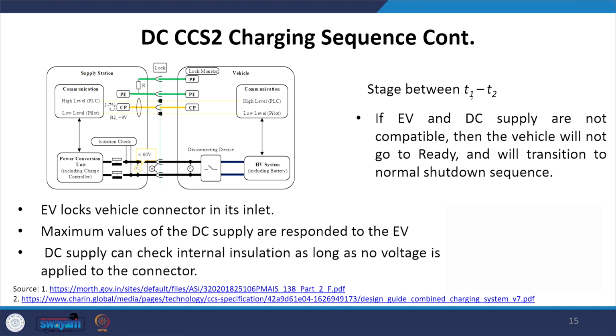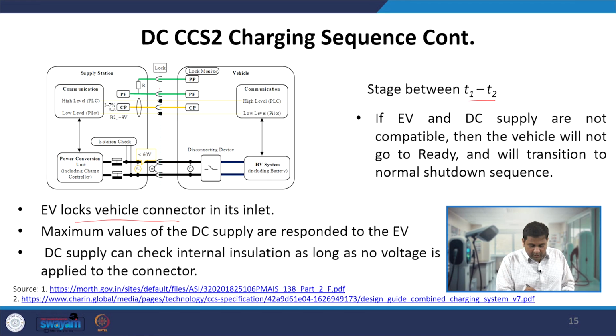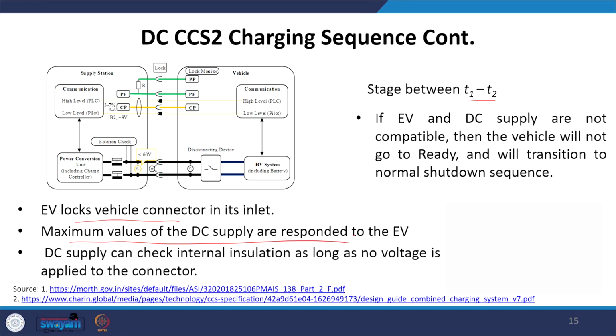Then the next stage comes, which takes place between T1 and T2. During this time the EV locks the vehicle connector in its inlet. If you look carefully, in the previous case there was no locking. Now the lock takes place, and the charger plug gets fully locked into the vehicle inlet connector. After the EV sends the information to the DC EVSE, the EVSE responds that it has received the maximum voltage and current information, and then the EV will see whether that maximum value is correct or not.